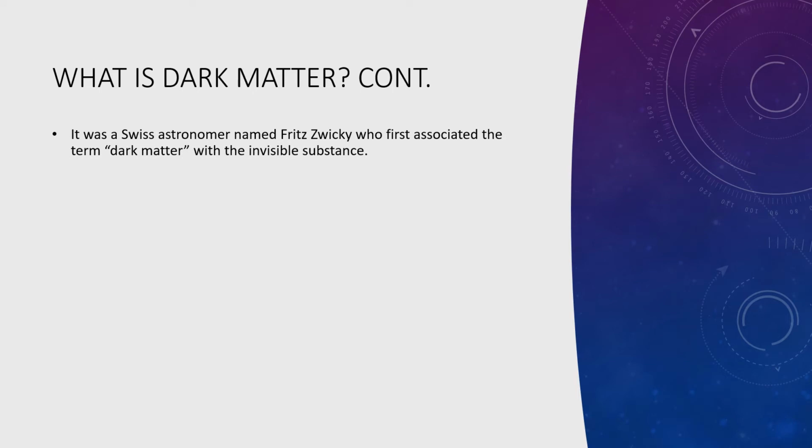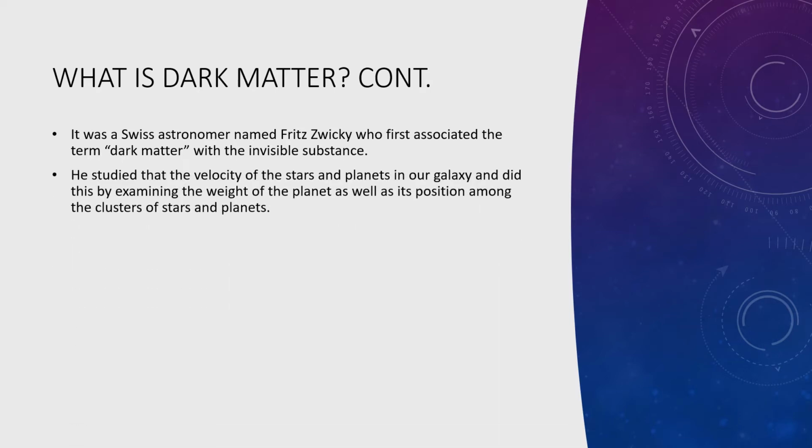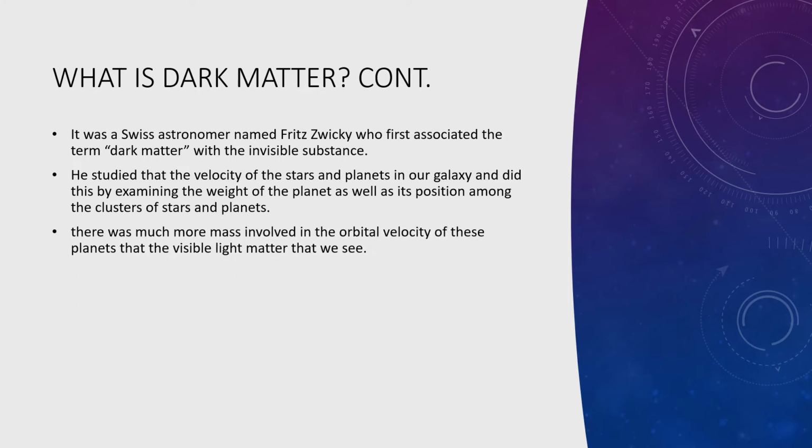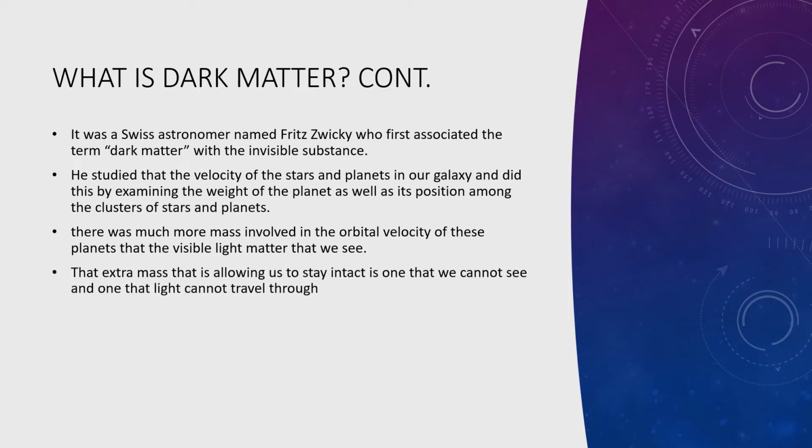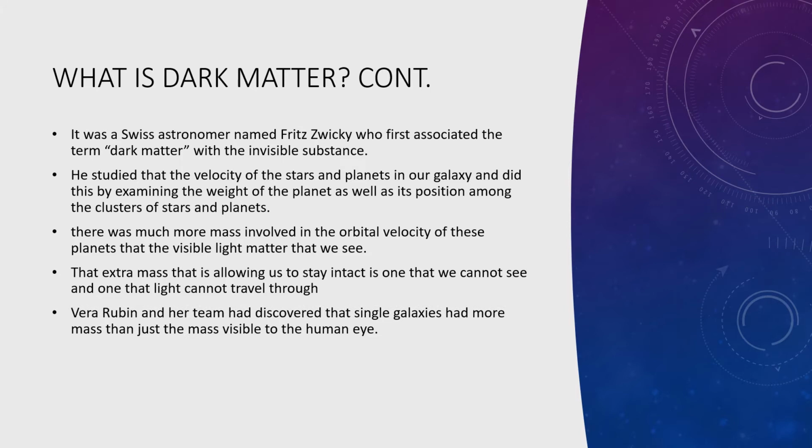It was a Swiss astronomer named Fritz Zwicky who first associated the term dark matter with the invisible substance. He studied the velocity of stars and planets in our galaxy, taking the weight of the planet as well as its position among the cluster of stars, and that's how we determine these things. He was the one who noticed that, according to his calculations, there was much more mass involved in the orbital velocity of these planets than the visible matter that we can see. That extra mass is what allows us to stay intact as one galaxy, and it's something that we cannot see because light cannot travel through it. It wasn't until Vera Rubin and her team came along that they really set in stone the notion that there is something else out there.